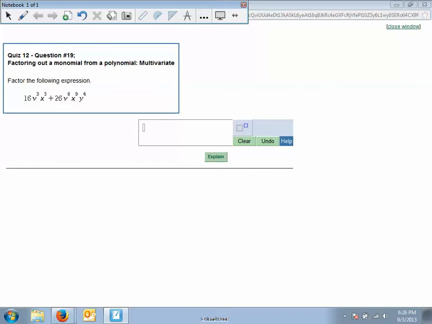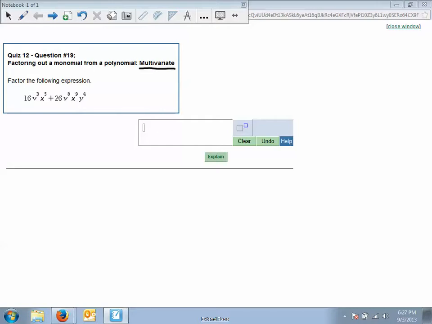This topic is called factoring out a monomial from a polynomial, multivariate. Multivariate means that we have multiple variables. So if we look at this problem here, we want to factor the following expression: 16v to the third x to the fifth plus 26v to the eighth x to the ninth y to the fourth. So we're going to factor out a monomial.